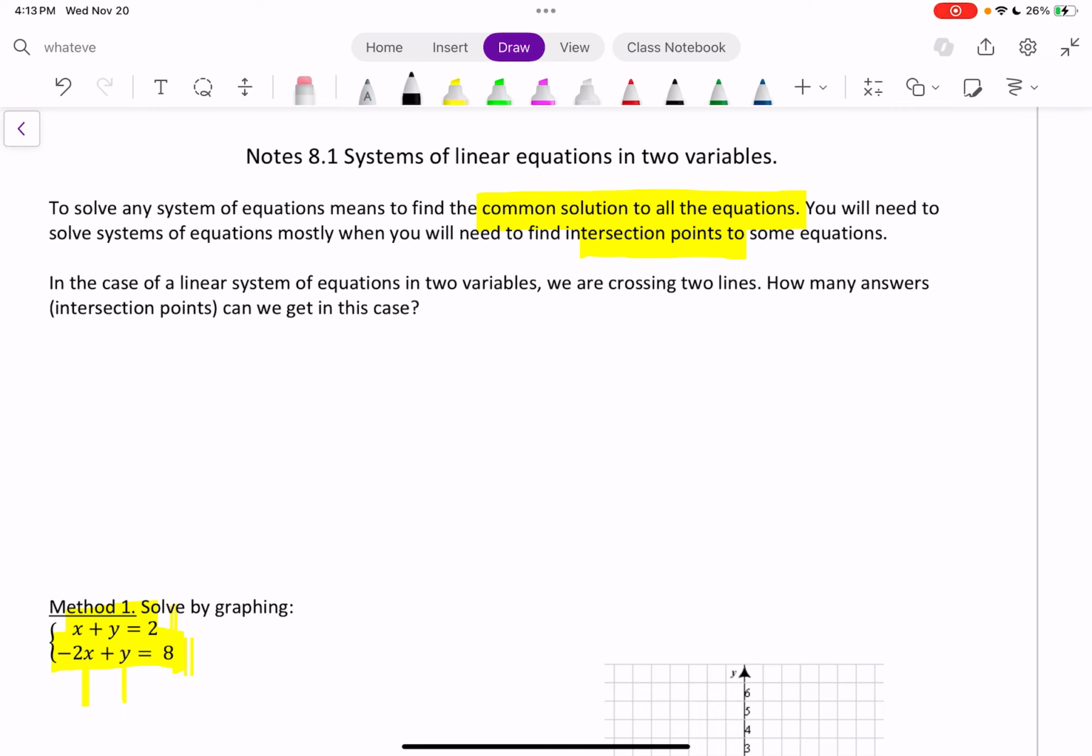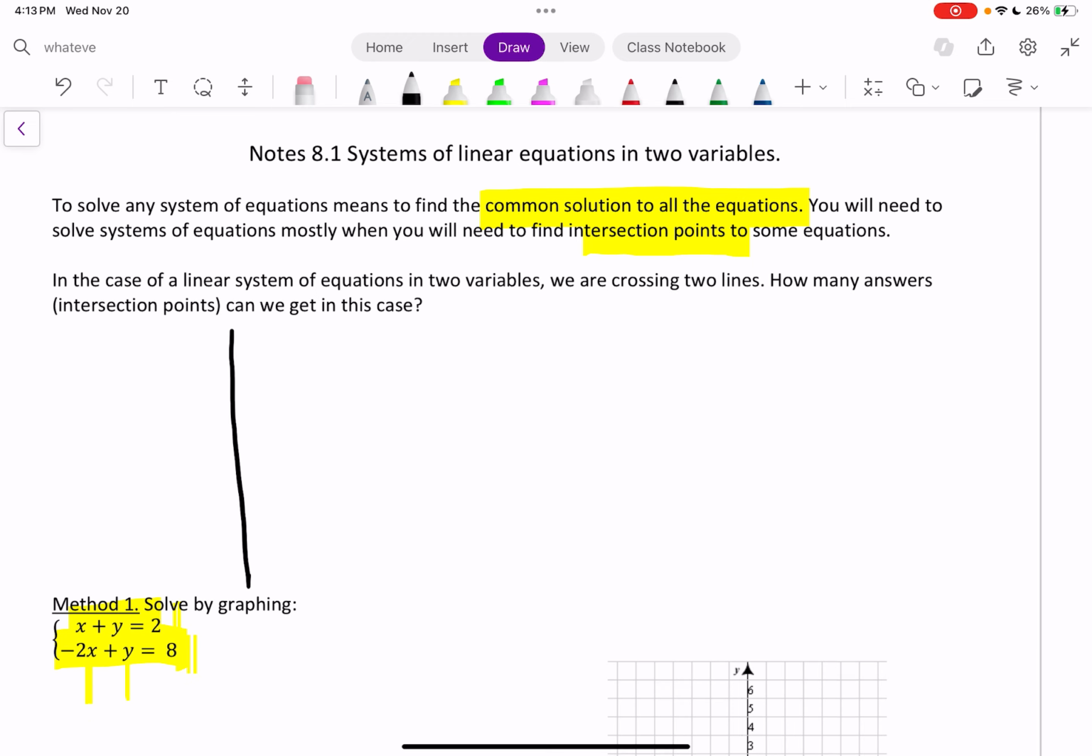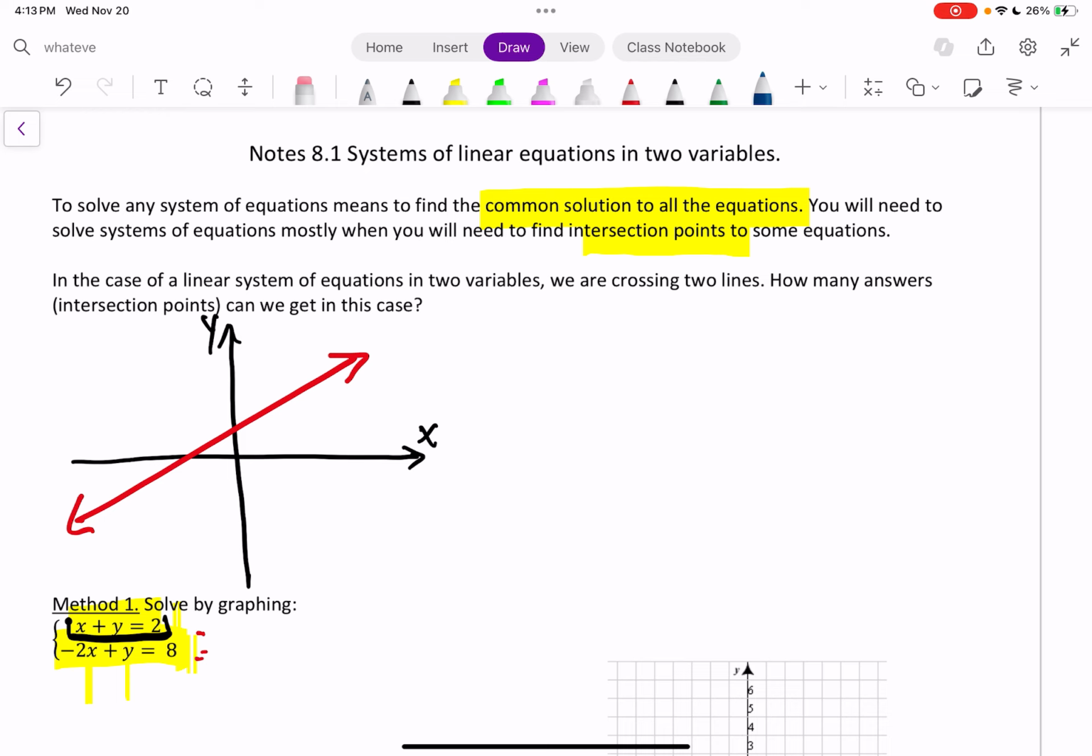Now, in the case of a linear equation in 2 variables, what we are crossing is 2 lines because as you remember from previous chapters, I believe it was chapter 2, the solutions to an equation in 2 variables are infinitely many, and all those answers are going to be on some kind of a line. We're going to solve this system right here by graphing in a minute, but for now, in general, one of the equations is giving us a line. The second equation is giving us a line. So what we're looking for is definitely this common point.